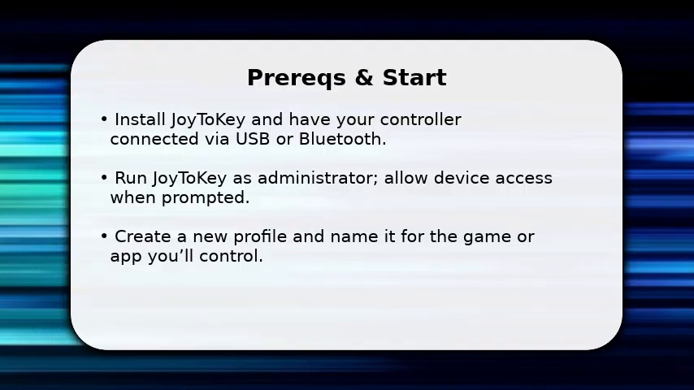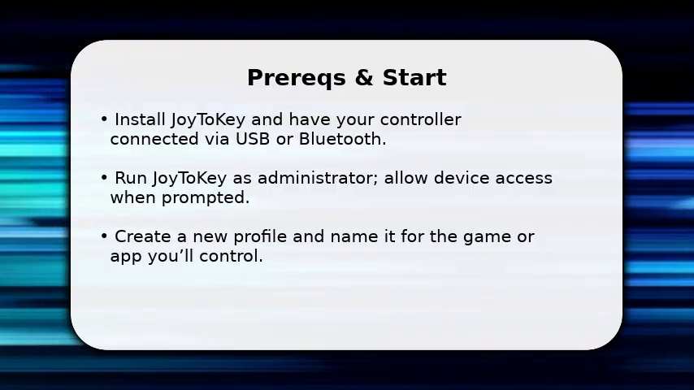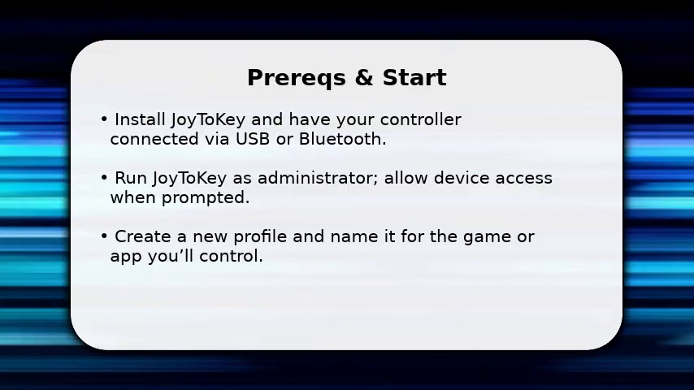Once done, check the device list on the left and click any input to begin mapping. You'll see button and axis events appear live. This live feedback shows why mappings will work and helps you avoid accidental duplicates.